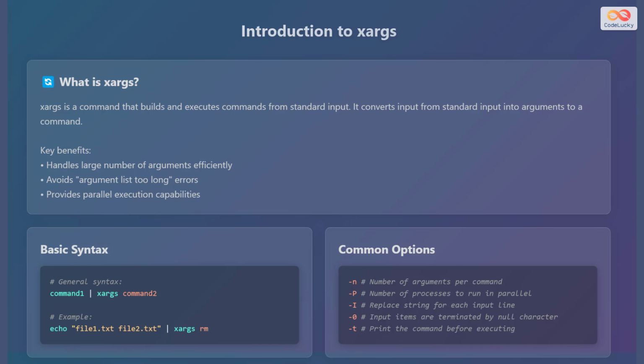Here are some common options for xargs. -n specifies the number of arguments per command. -P specifies the number of processes to run in parallel. -I specifies a replace string for each input line. -0 indicates that input items are terminated by a null character, which is useful for handling file names with spaces. -t prints the command before executing it, which can be helpful for debugging.